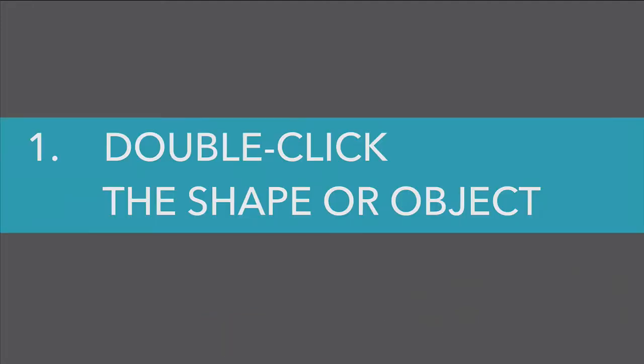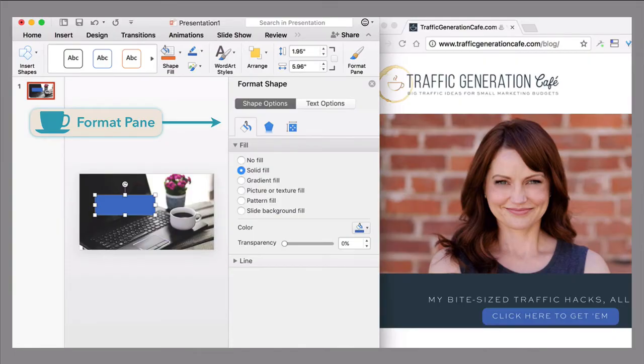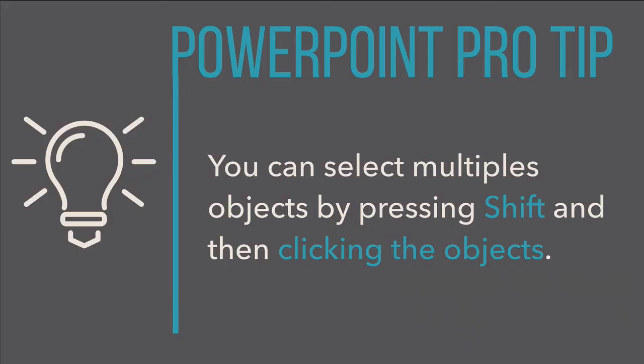First, double-click the shape or object you want to match colors for. Double-clicking the shape will open the format pane. And here's a tip. You can select multiple objects by pressing Shift and then clicking the objects.